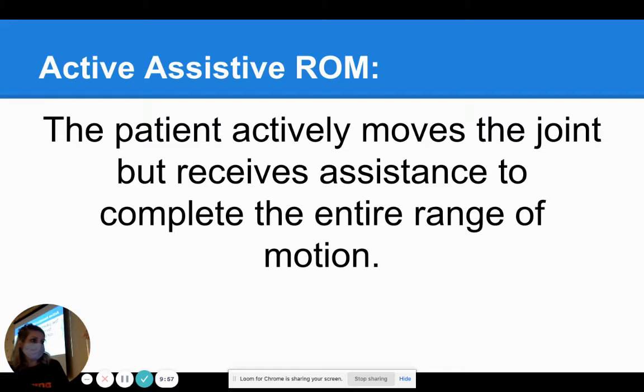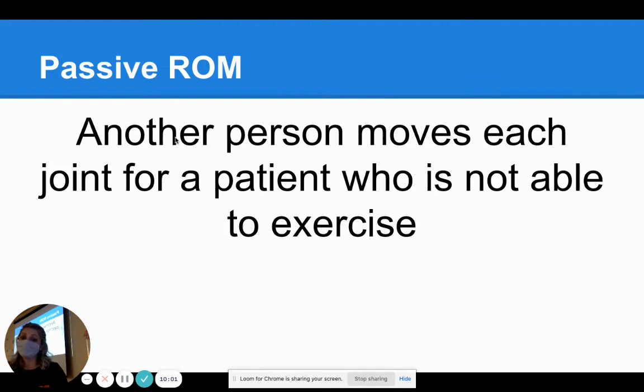What do you think passive is? They can't move at all. They don't do it at all. The therapist does it all. Someone with paralysis would be a really good example. They can't move it.